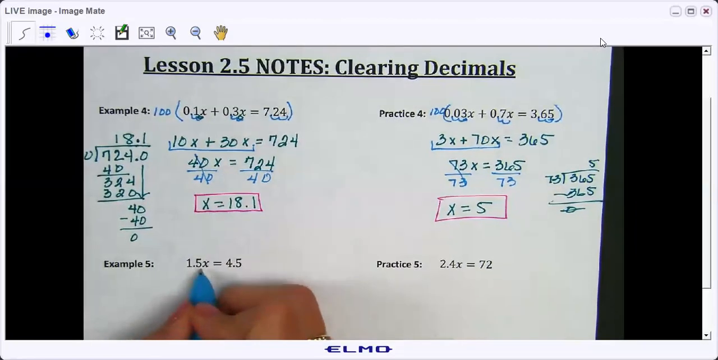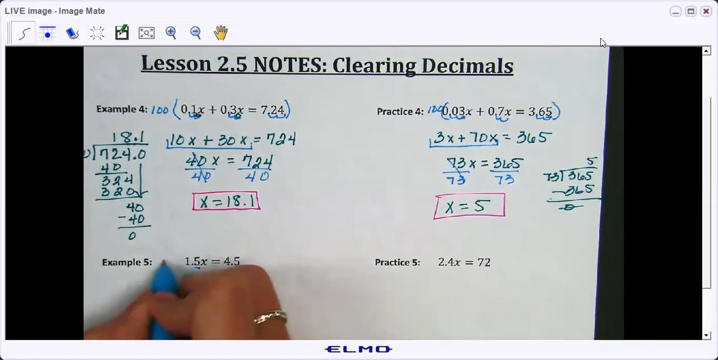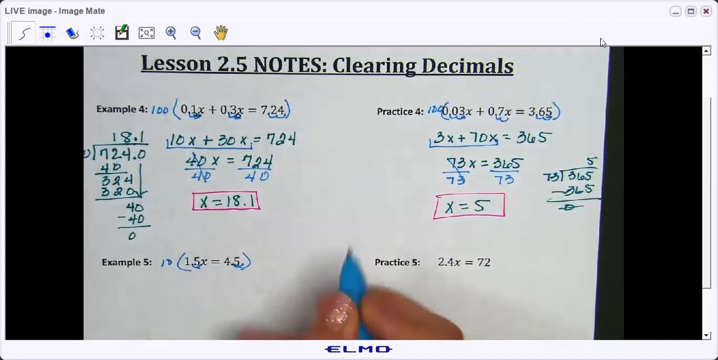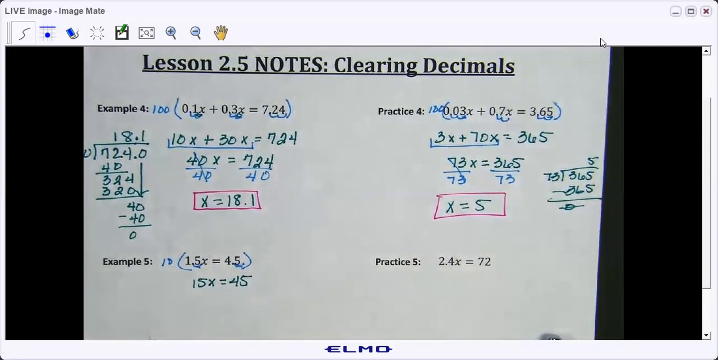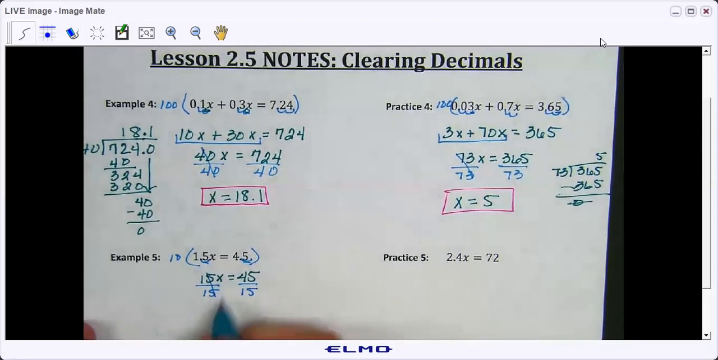So I cleared them. I have to multiply by 10 because the farthest place value is in the tens place. So that means I'm just moving my decimal over once on both of those. And I get 15x equals 45. And then I divide both sides by 15. 45 divided by 15 is 3.